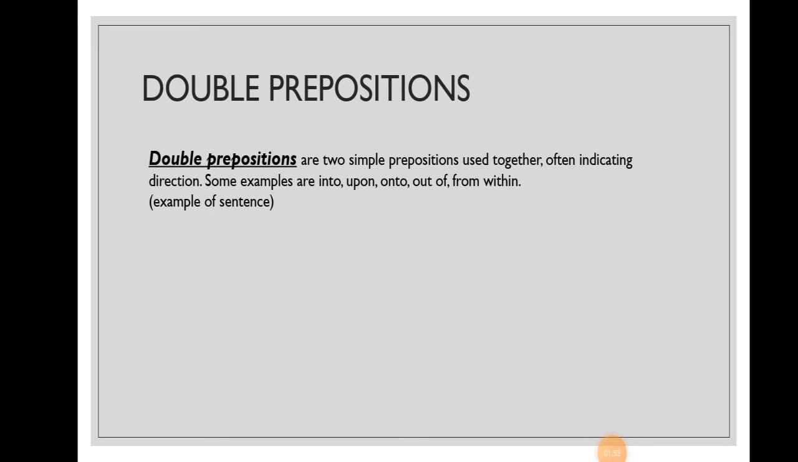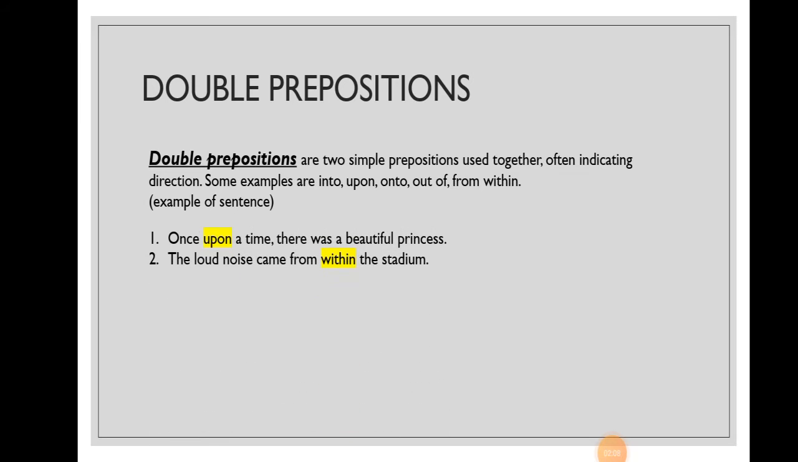Next we have double preposition. These are two simple prepositions used together, often indicating directions. Some examples are into, upon, onto, out of, from, within. So let's see some examples.